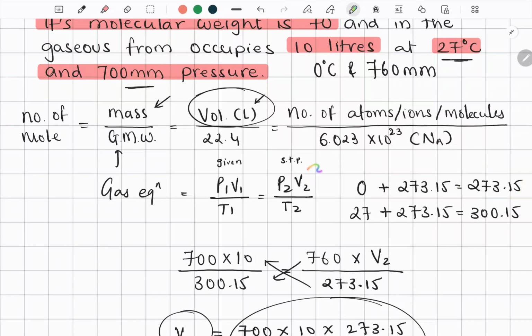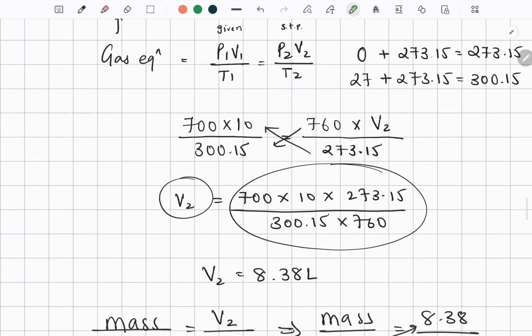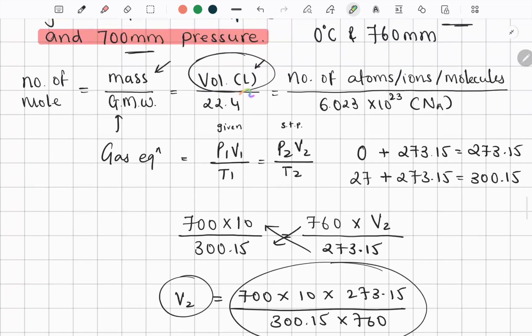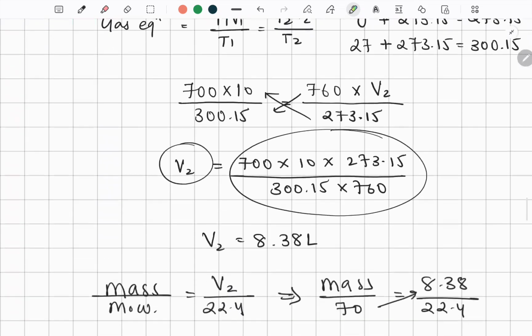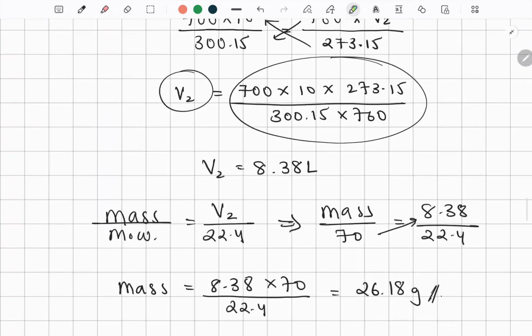After that you have to calculate V2. This volume will be at STP condition. Now you can use this volume in the equation and calculate the mass or number of atoms, molecules, ions, whatever is asked. So for this question the answer is 26.18 gram. That's it.